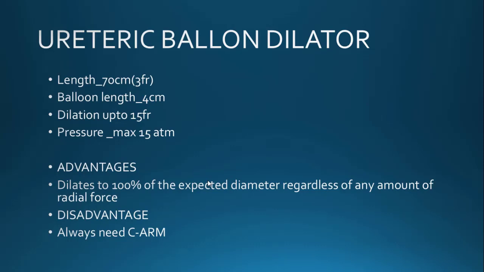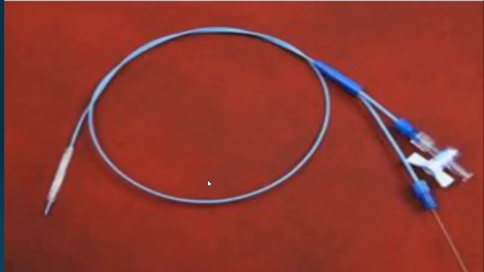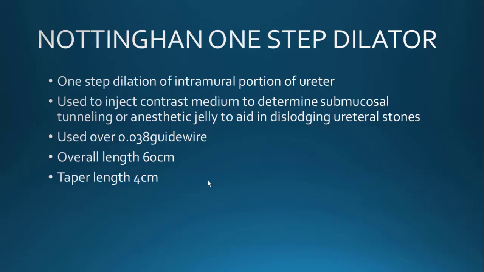Advantages are they can dilate up to 100% of the expected diameter regardless of any amount of the radial force. Their disadvantage is that you always have to use C-arm. This is a balloon dilator. This is a balloon which is about 4 centimeter, and there are 2 ports. This is for balloon inflation, and this is for guide wire placement.